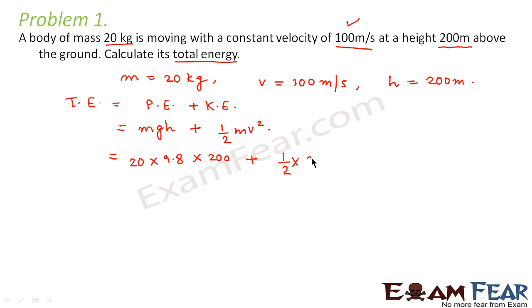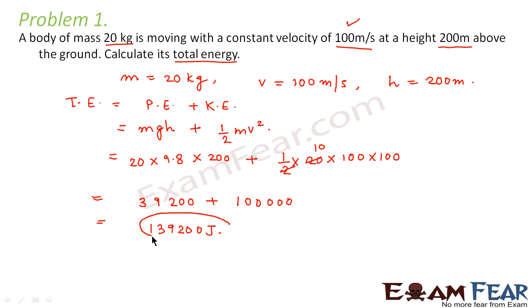So this is half m v square, where m is 20, v is 100, so v into v. So this we get as 39200 plus 10000. So this comes out to be 139200 joules. So this is the total energy of this body. Very simple, right? Now let us go ahead and look at the next problem.